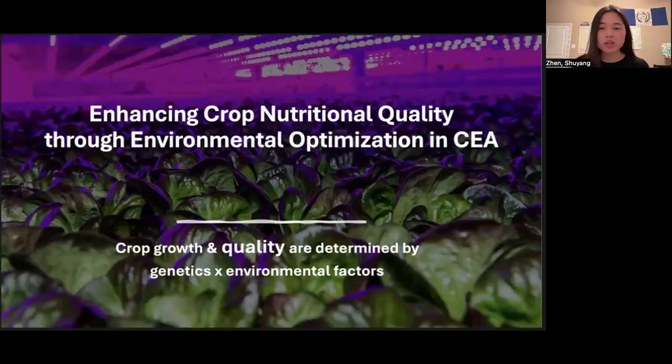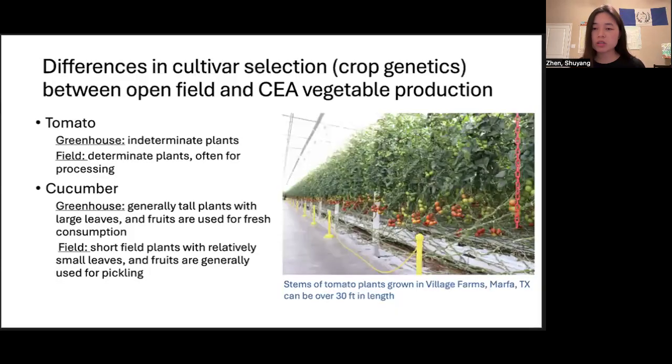All right, welcome back. In this second part, we are going to look at how we can enhance crop nutritional quality through environmental optimization. We know that both crop growth and quality are determined by the genetic makeup of the plants and the growing environment. There are differences in crop cultivars grown in open field and in CEA facilities.